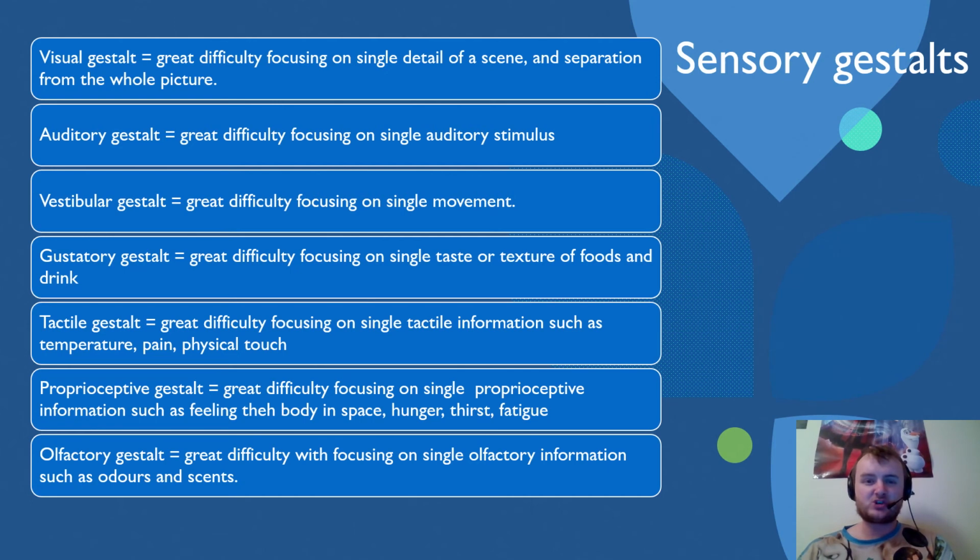Proprioceptive gestalt is trouble like hunger, thirst, and other bodily feelings. I now have an alarm on my phone to remind me to drink water because of the fact my brain does not register strong proprioceptive inputs about my thirst or hydration levels.